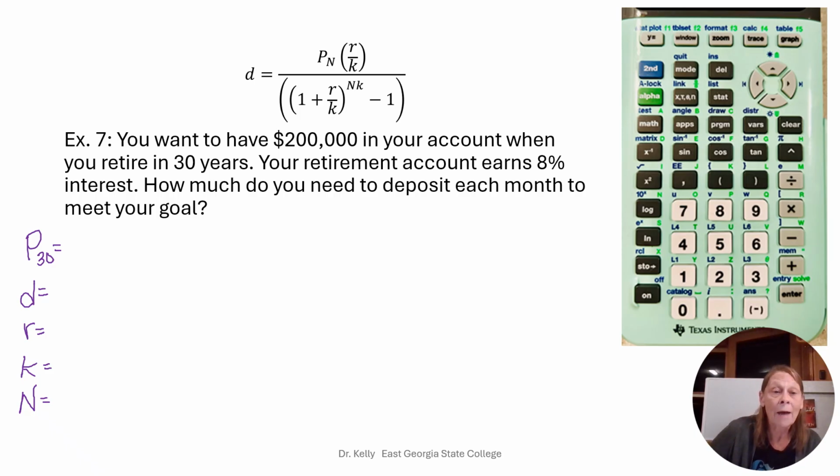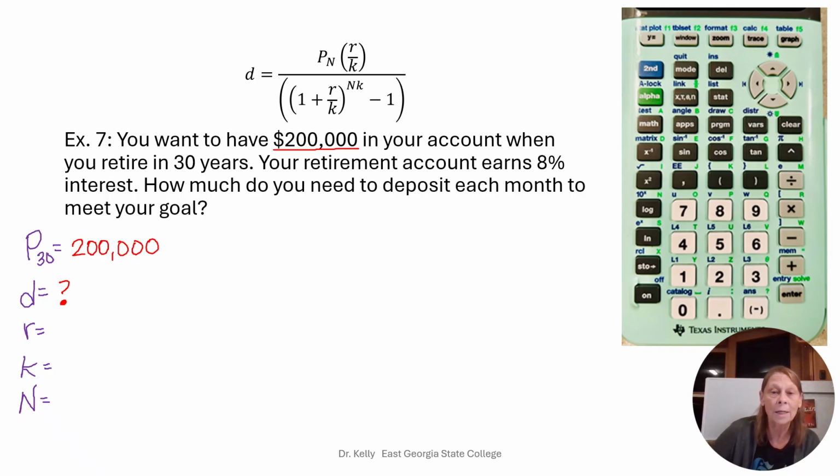It says you want to have $200,000 in your account when you retire in 30 years. And by the way, I don't really think $200,000 is enough for you to be thinking about what you need in your retirement accounts. Money doesn't hold its value for very long in our culture, so you should be thinking more like that $500,000 I was talking about. D, we're trying to figure out what D is. We need to know what that payment is.